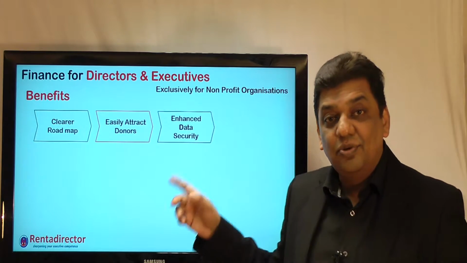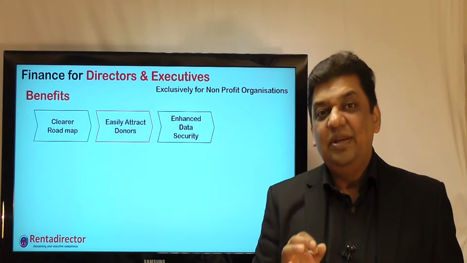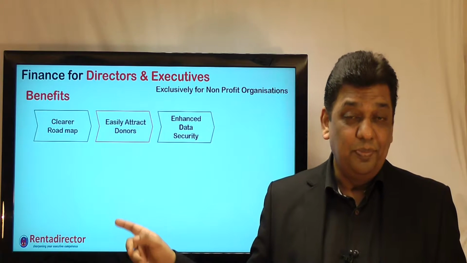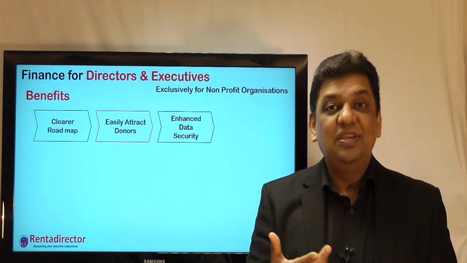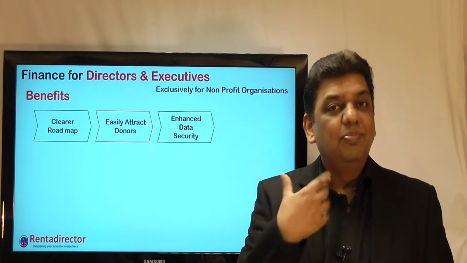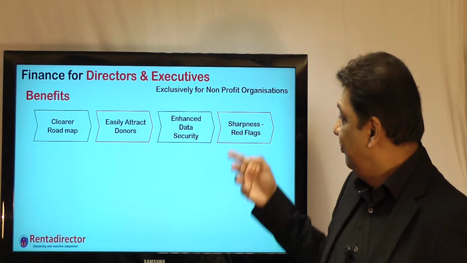The third point is on data. So enhance data security. This is very important and crucial, and this particular program has a case study on data as well, which you can go through and see. It's a scenario based example, but it gives you a practical hands-on as to what you really need to do.